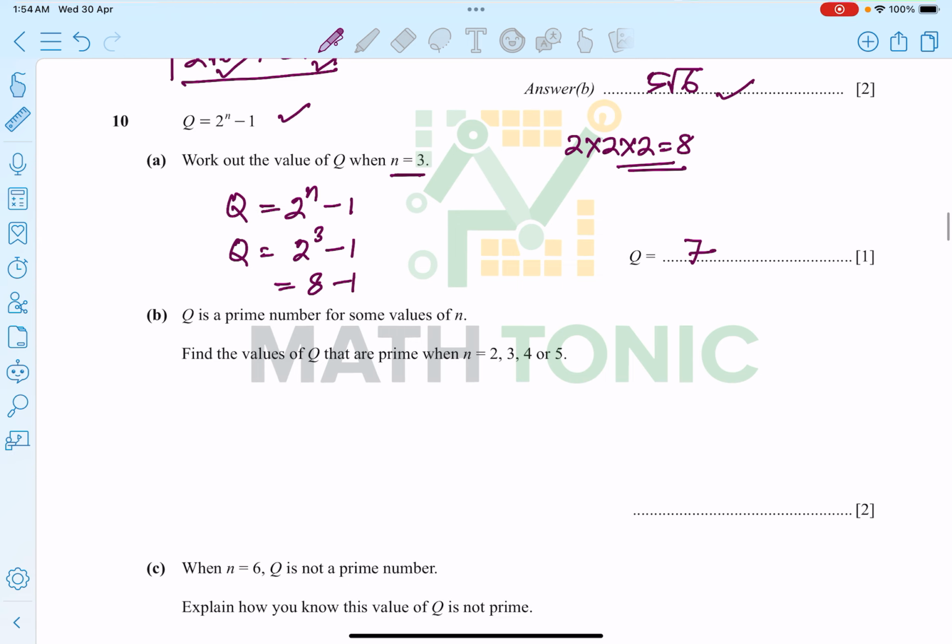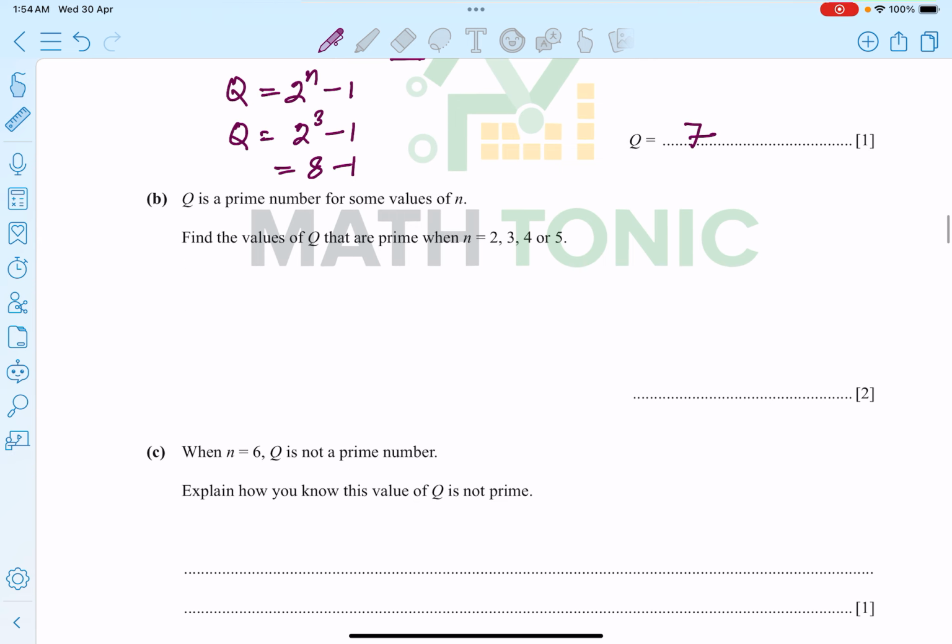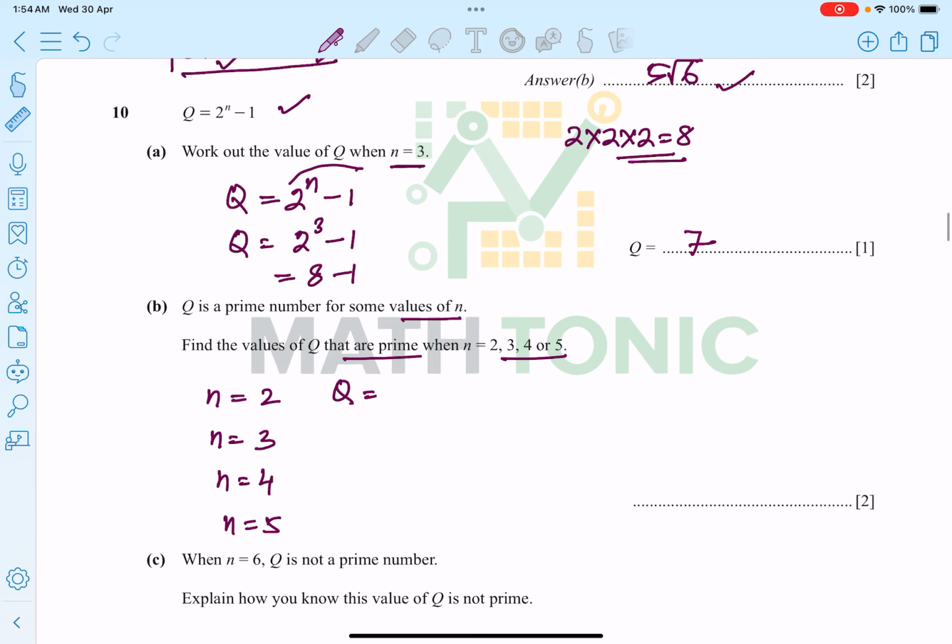Next question is given q is a prime number for some values of n. Find the values of q that are prime when n equals 2, 3, 4, 5. So what does it mean? I will substitute the values, that is n equals 2, n equals 3, n equals 4, or n equals 5. What is the q formula that was given? It was given 2 power n minus 1, this one, right?